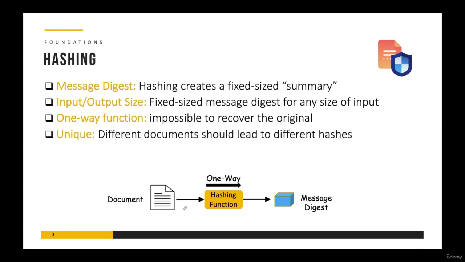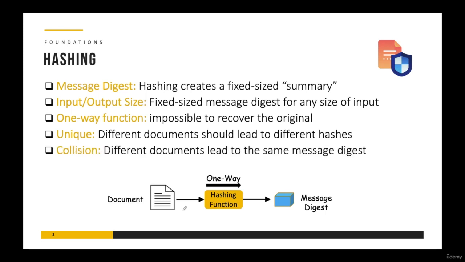Another important point about hashing is that if you provide two different input documents, it should lead to different hashes, which means that different inputs should lead to different outputs. And if this does not happen, for example, if you provide two different documents or input data and they lead to the same message digest, then we say that we have a collision. And hashing functions which cause collisions are considered poor.